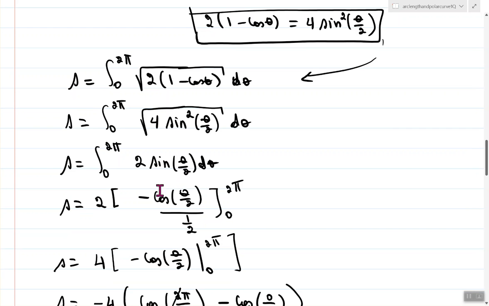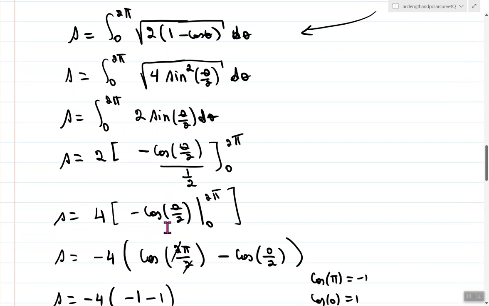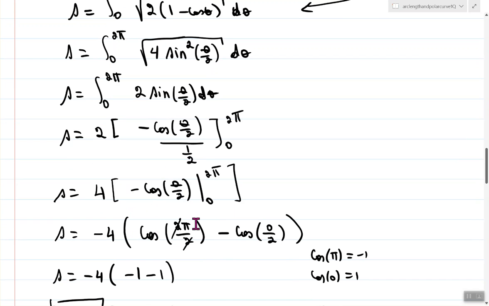So we kind of use the substitution rule. When you divide something by a fraction, you can flip or multiply. So you get 2 times 2, which is 4. And then from here, I have a negative cosine theta over 2. I can plug in 2 pi and 0.